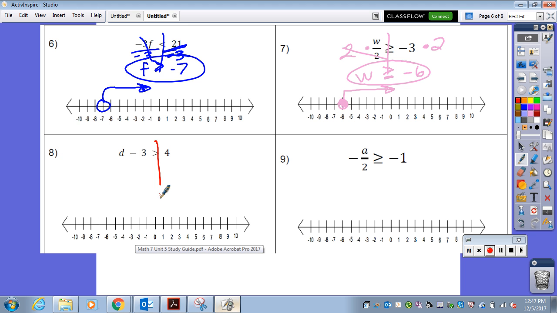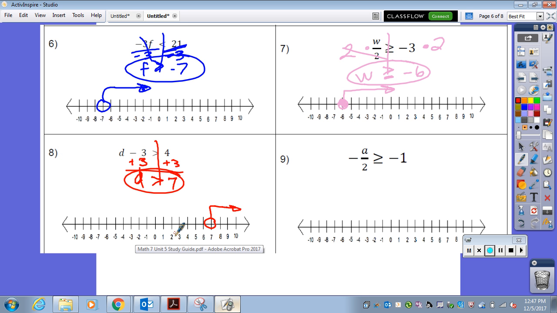8 is back to a one-step with subtraction now. We undo subtraction with addition, add 3, add 3. We get D is greater than 7. Don't forget to put your symbol, which is still greater than. We go to 7, open circle, less ink means less ink. Since D is on the big side, we shade to the bigger numbers.